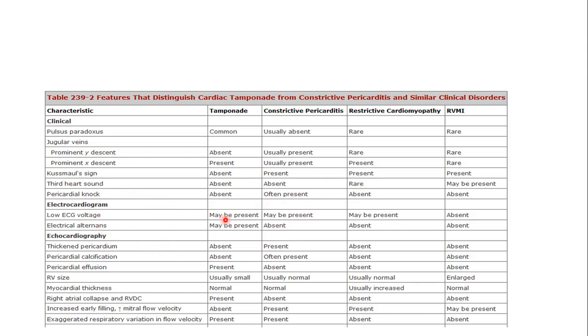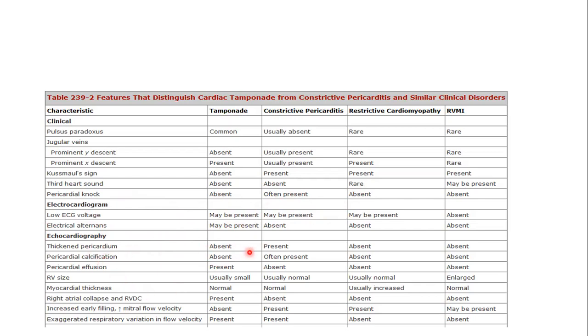Looking at the ECG, all of them have a low voltage complex across the board, okay? And electrical alternans is usually found with tamponade, okay, which has to do with the movement of the heart in a large pool of fluid back and forth, basically.